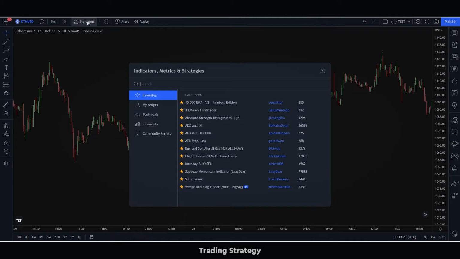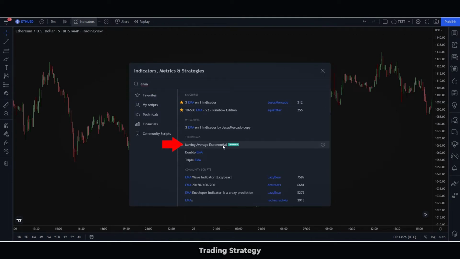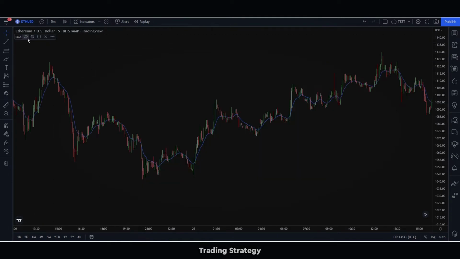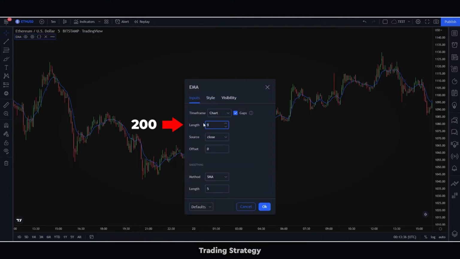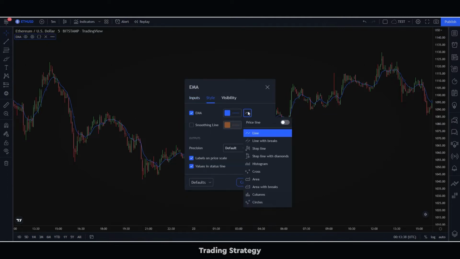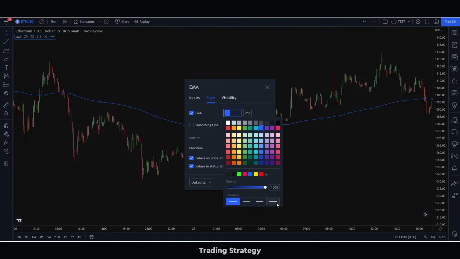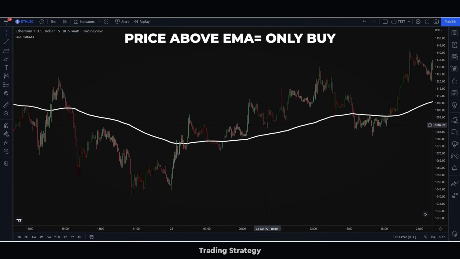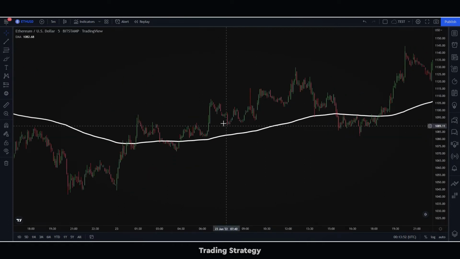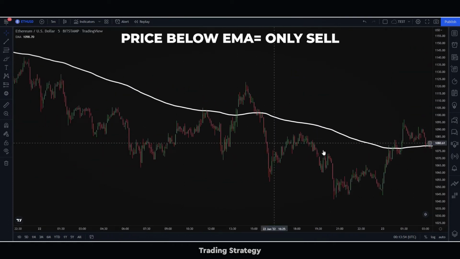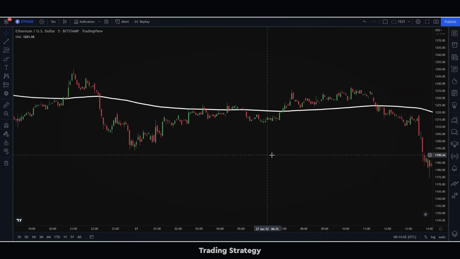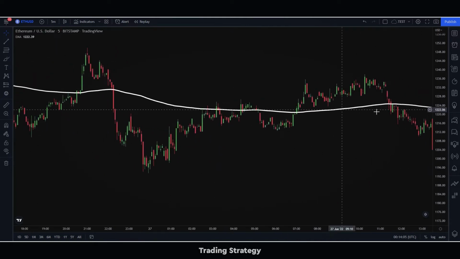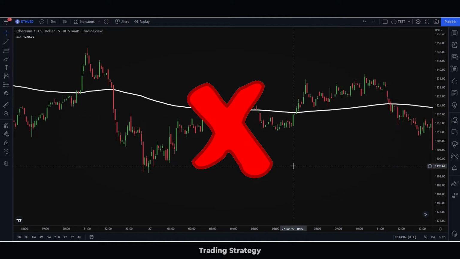The first thing we have to do is select an exponential moving average, EMA. We'll set it to 200 periods, increase the thickness to the maximum, and change the color to white. This moving average will serve as a filter. That is, if the price is above the EMA, we will only carry out buy operations, and if the price is below the EMA, we will only carry out sell operations. We will not operate in case the EMA is flattened, as it could be in this case, as it could give a lot of false signals.